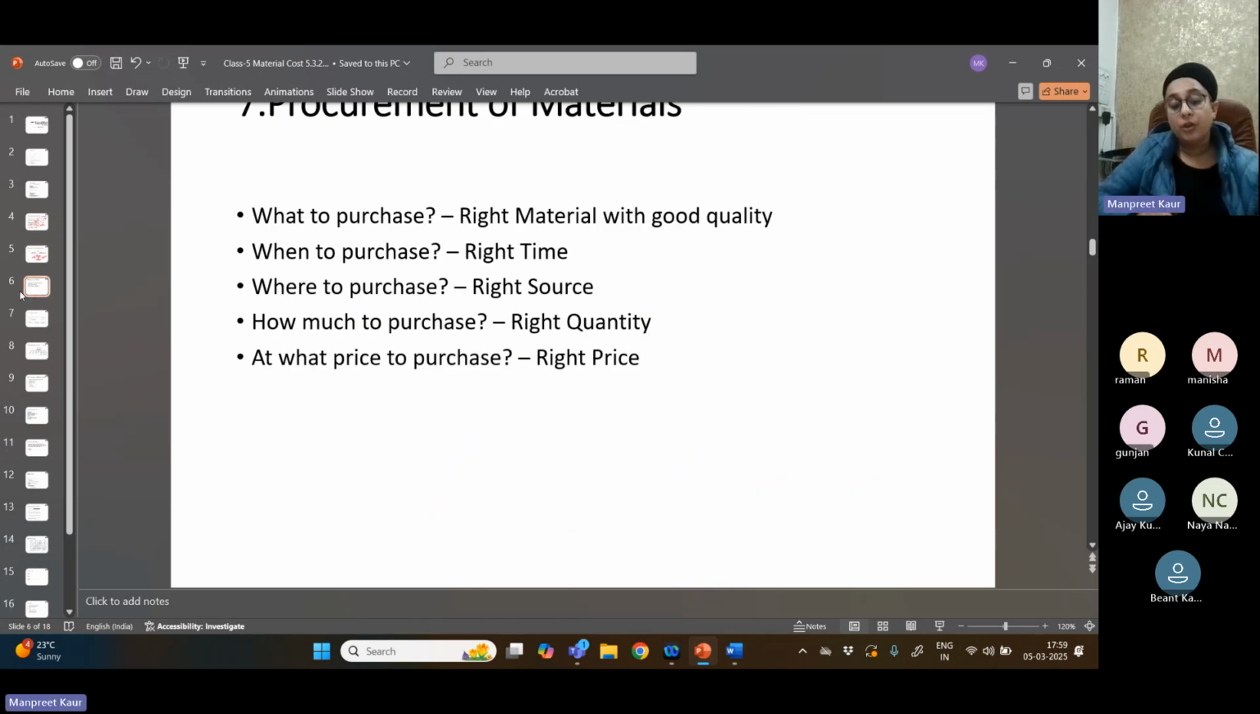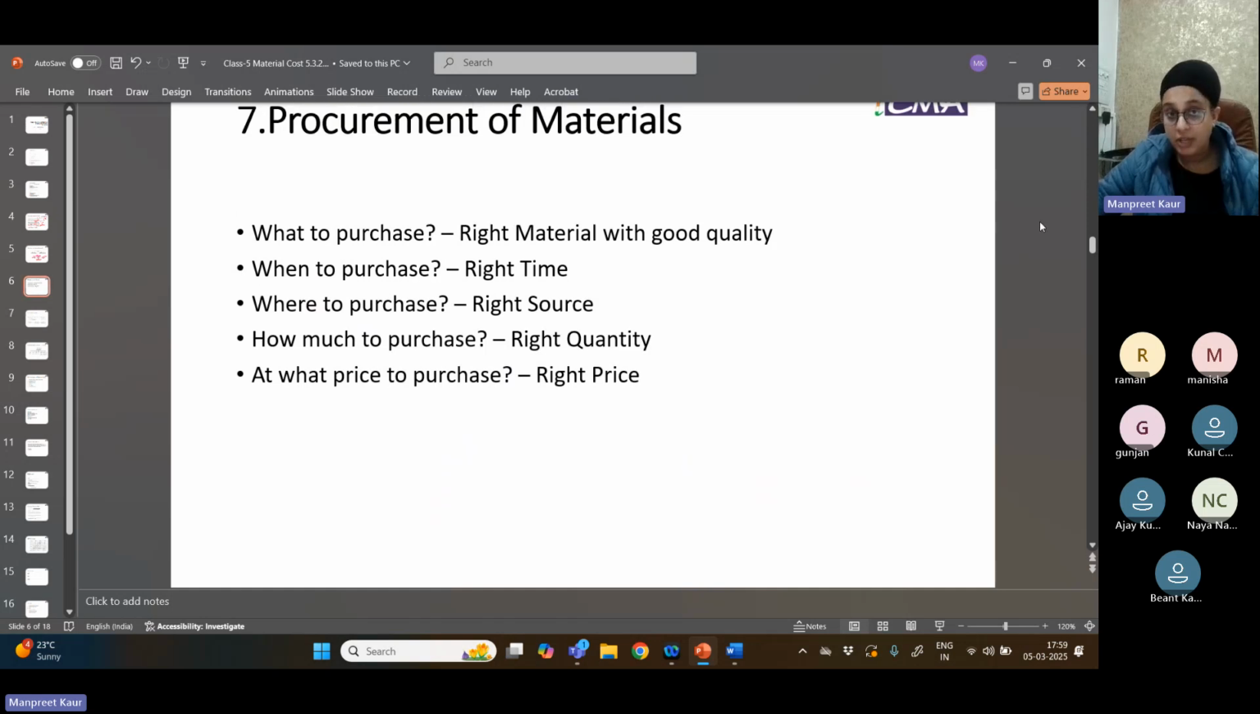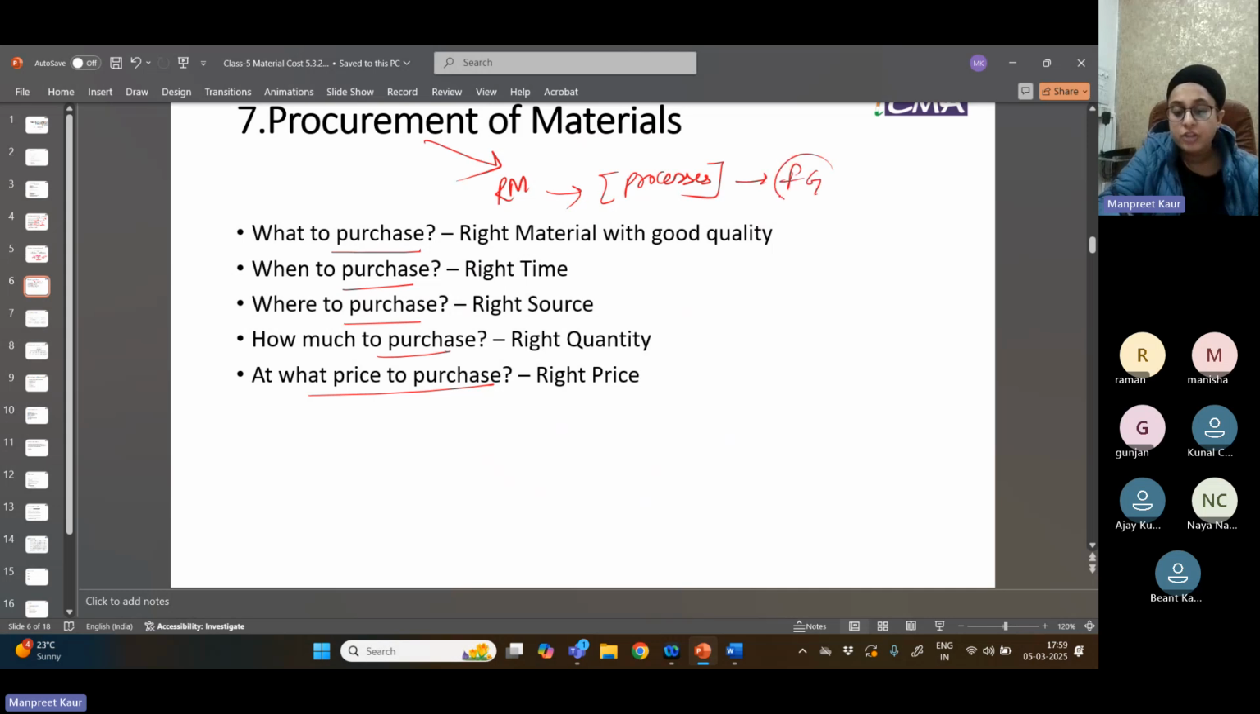Next is the procurement of material. What does procurement mean? Procurement means purchase. Purchase means what to purchase, when to purchase, where to purchase, how much to purchase, and at what price to purchase. To manufacture material there are processes. We procure raw material, process it, and finished goods are made. The purchase has to be of raw material.